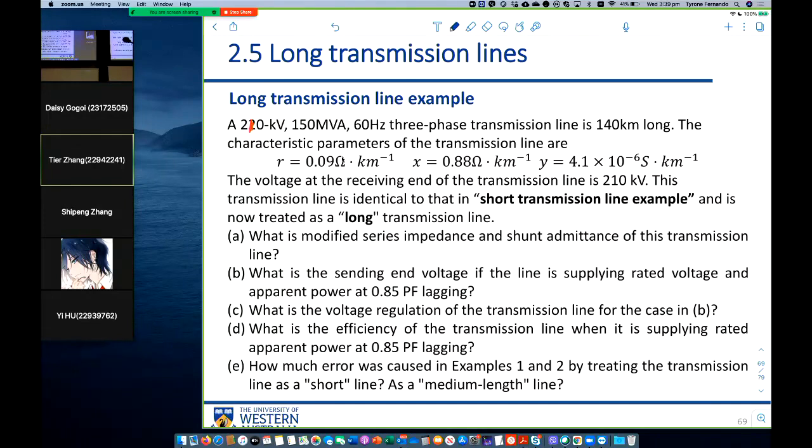It's 140 kilometers long, so it's essentially a medium length transmission line, although we are going to use the long transmission line model. We could find all the relevant parameters using the medium length transmission line, and that would be accurate enough. But still, we are going to calculate the relevant parameters using the long transmission line model.